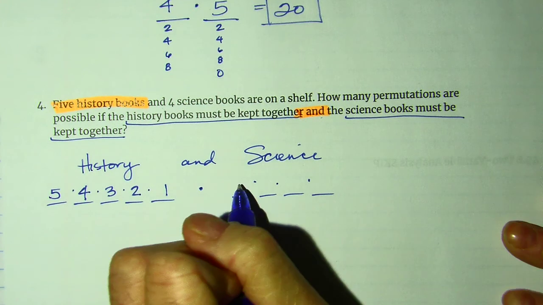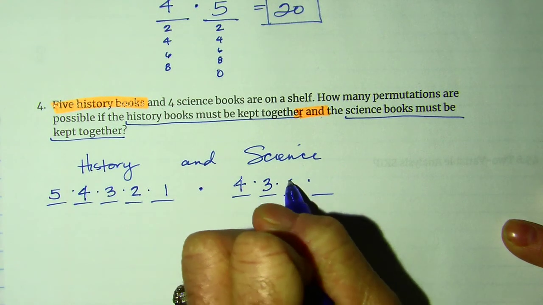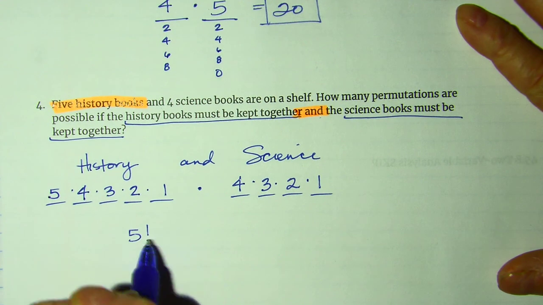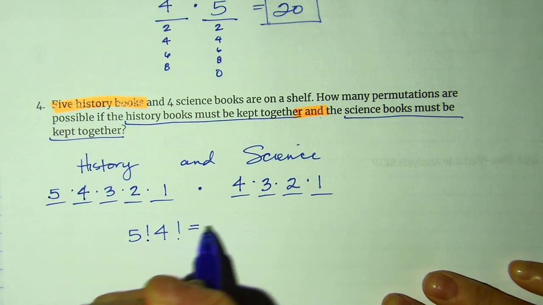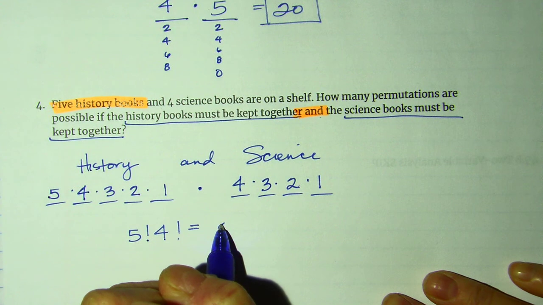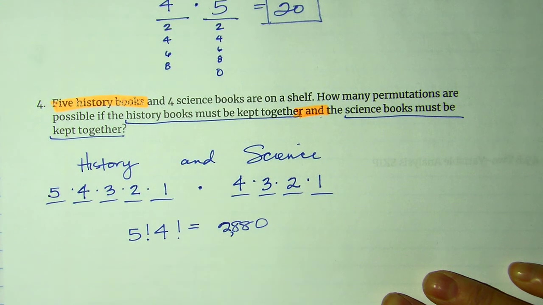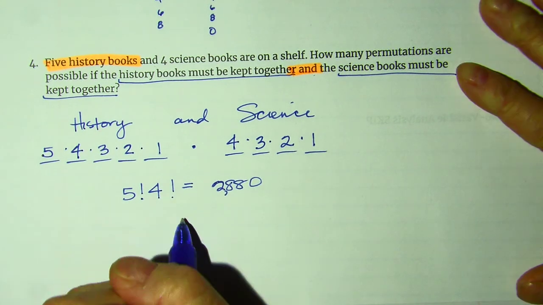I have 4 science books. So I have 4 that I could put first. I have 3 left, then 2, then 1. So another way to do this would be to do 5 factorial times 4 factorial, which gives me 2,880.